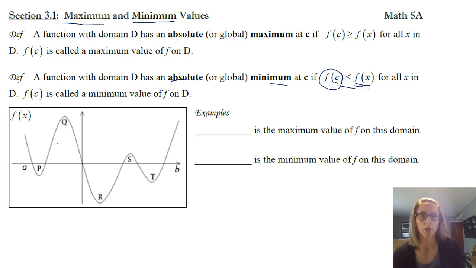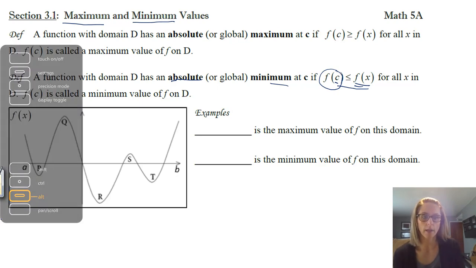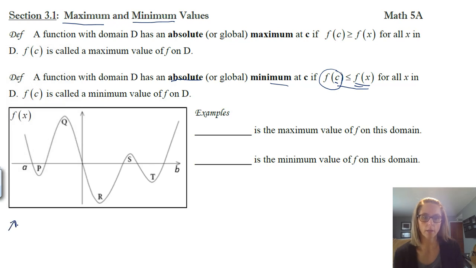So if you want, you can pause and take a look at this graph that we have here and see if you can come up with what is the absolute maximum value and what is the absolute minimum value on this domain. So on this domain, the maximum value is q and the minimum value is r. Okay? And that's whatever that y value is. We're just kind of looking at a graph here.